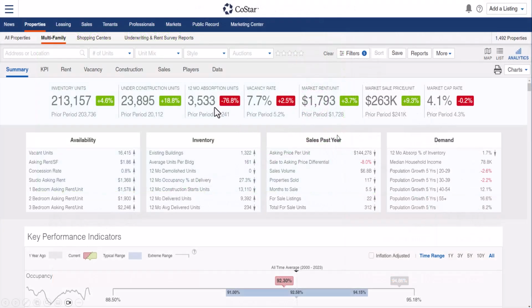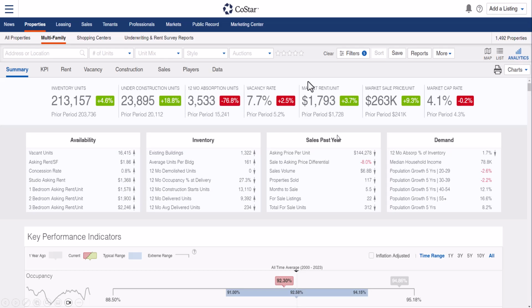plot our own market. So this is Orlando. I took this about a year ago. There were 213,157 units in the marketplaces for multifamily, a total of 1,492 properties. There were almost 24,000 units under construction, and in the last 12 months, 3,533 had absorbed, but the prior 12-month period, over 15,000 had absorbed. So absorption has slowed considerably in Orlando.